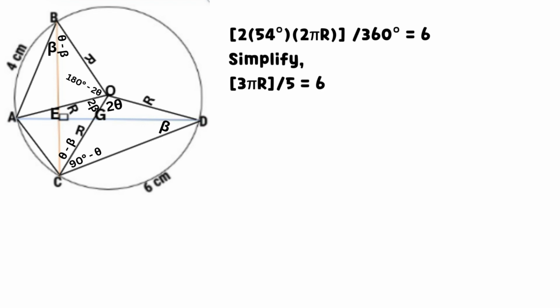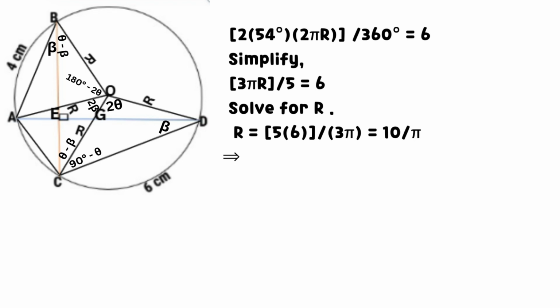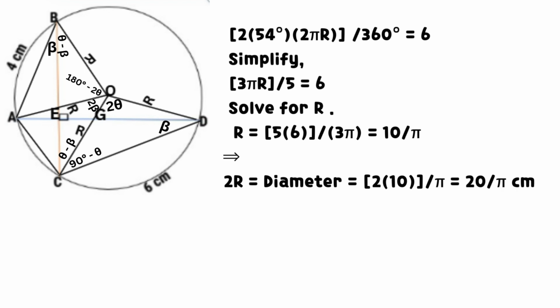Two times the product of 54 degrees and 2 times pi times r, divided by 360 degrees equals 6. Simplify and we have that 3 times the product of pi and r divided by 5 equals 6. Solve for r. We obtained that r equals 10 divided by pi in centimeters. After simplification of the substituted value, it follows that 2 times r equals the diameter of the circle, which equals 20 divided by pi in centimeters, as shown on the screen.